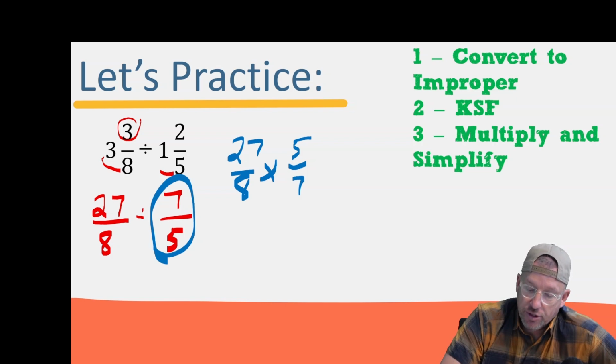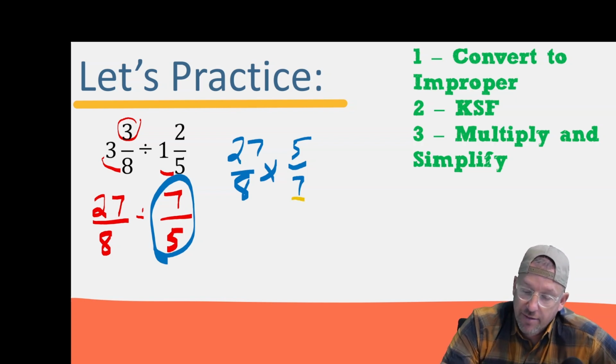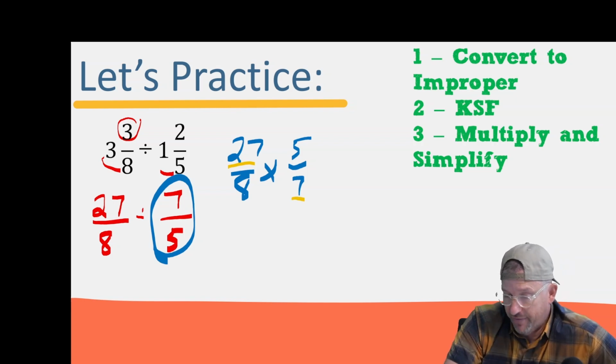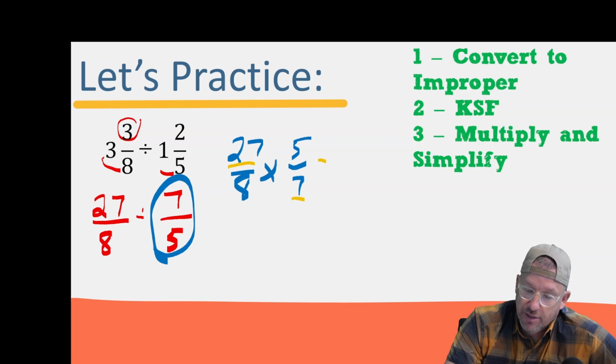I'm not really sure that there is, because 7 only has 1 and 7 that goes into it. If we count by 7s, we go 7, 14, 21, 28. It does not hit that. So that will not work. And then 5 only has 1 and 5 that goes into it, and 5 will not go into 8. So now we just need to go ahead and multiply straight across.